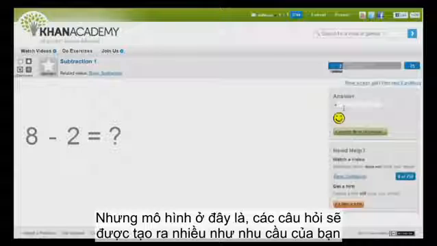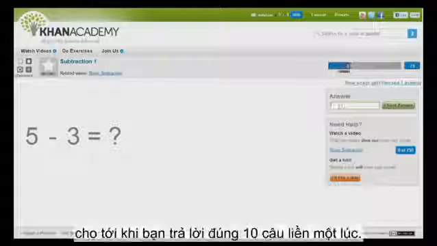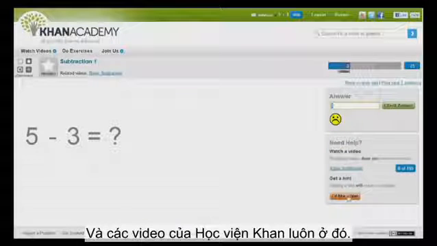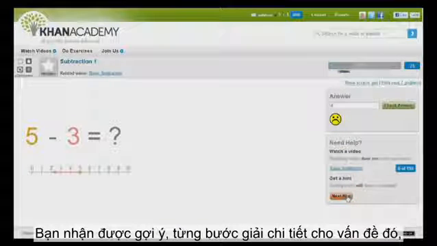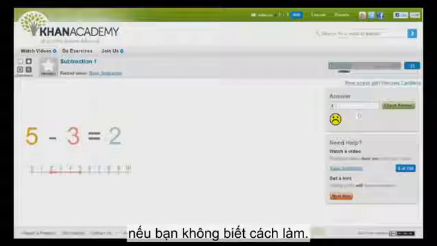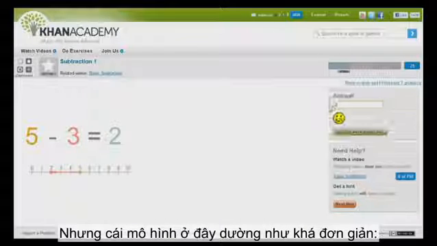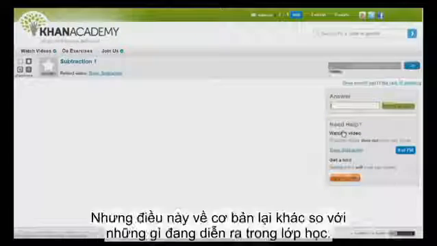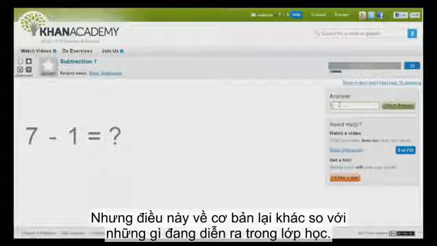But the paradigm here is we'll generate as many questions as you need until you get that concept, until you get 10 in a row. And the Khan Academy videos are there. You get hints, the actual steps for that problem if you don't know how to do it. But the paradigm here, it seems like a very simple thing, 10 in a row, you move on. But it's fundamentally different than what's happening in classrooms right now.